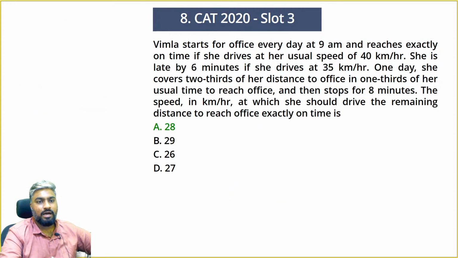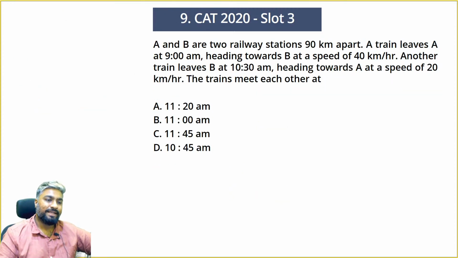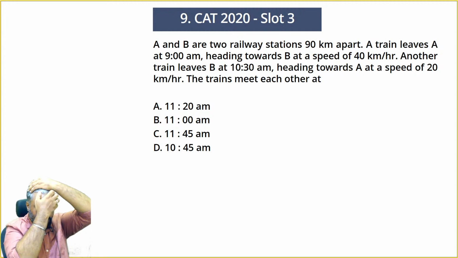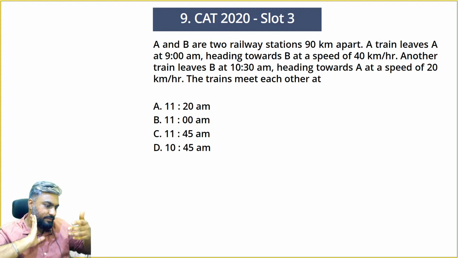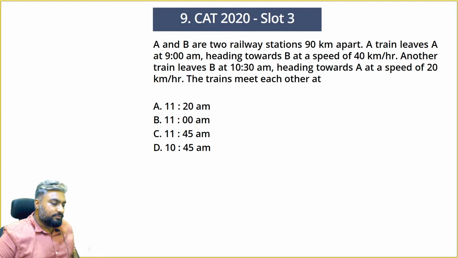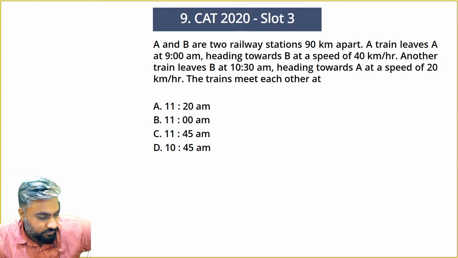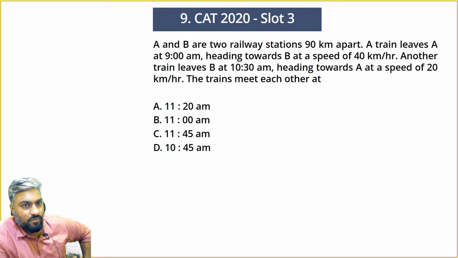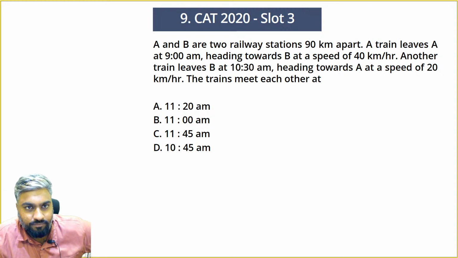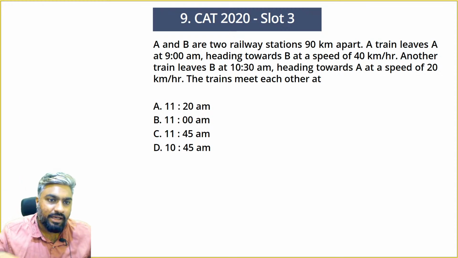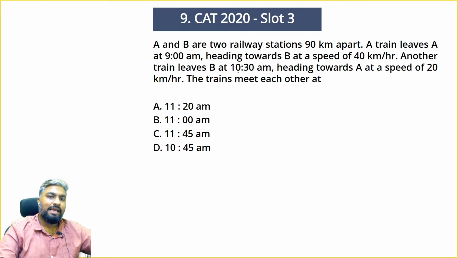Another one to go, 2 more to go. Question number 9. Have a look at it. Let's go. Quick. Very easy question, very easy. Again, situation given to us, A and B.